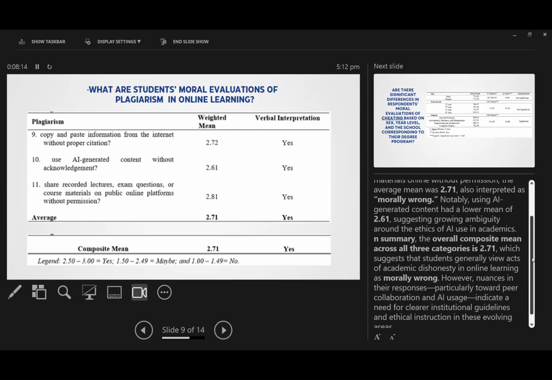The average mean across all three categories is 2.71, which suggests that students generally view acts of academic dishonesty in online learning as morally wrong. However, nuances in the responses, particularly toward peer collaboration and AI usage, indicate a need for clearer institutional guidelines and ethical instruction in these evolving areas.